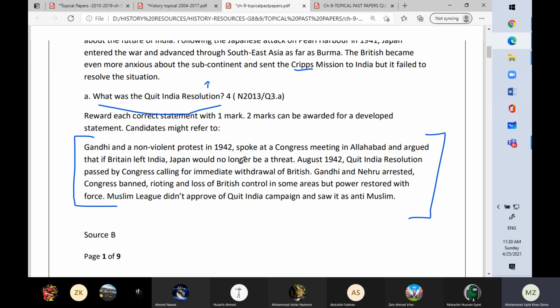The British used immense power to restore their control, and they even used aerial bombing. Many people died in this. Muslim League did not approve it, because it was entirely designed to force the British to leave India and then hand over power to Congress, obviously the majority party. So the Muslim League definitely did not approve this.